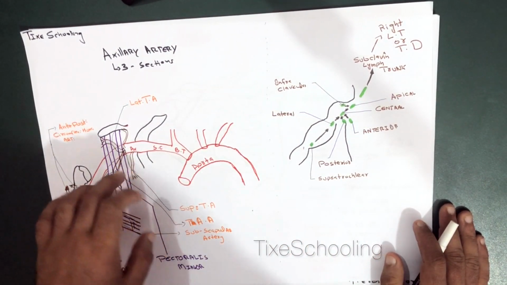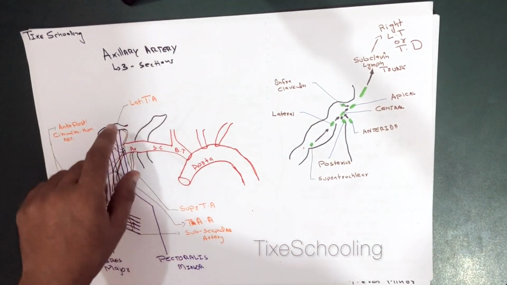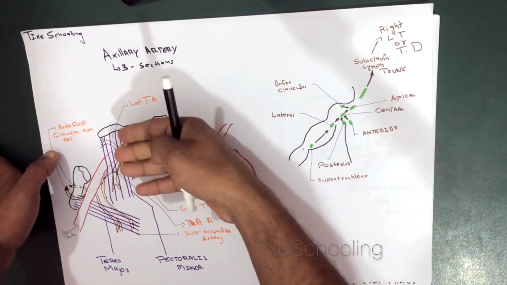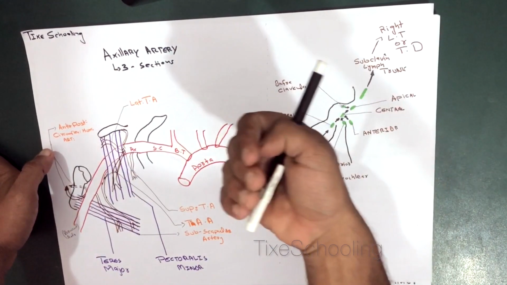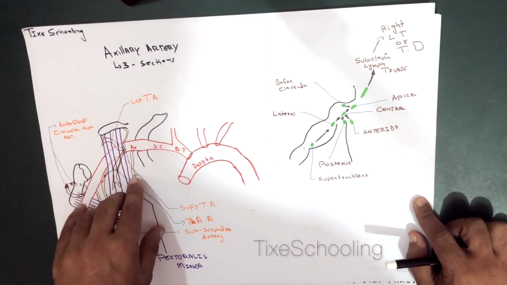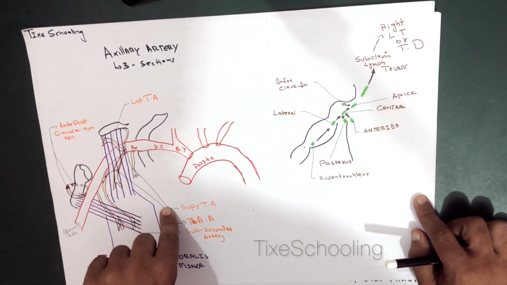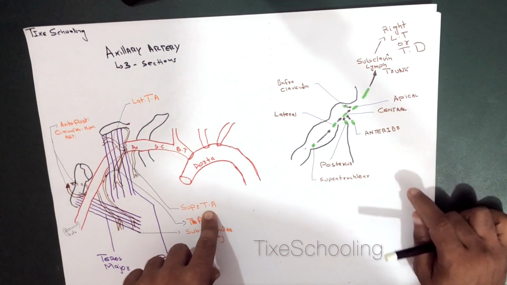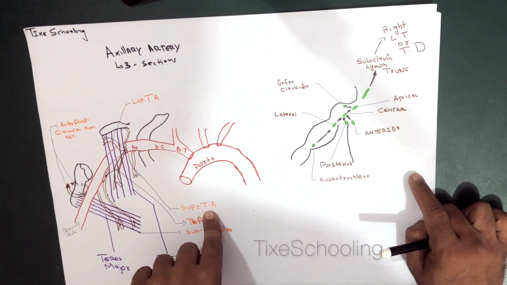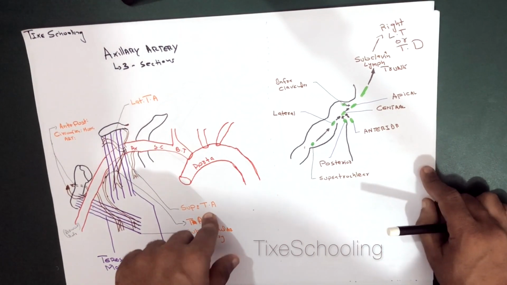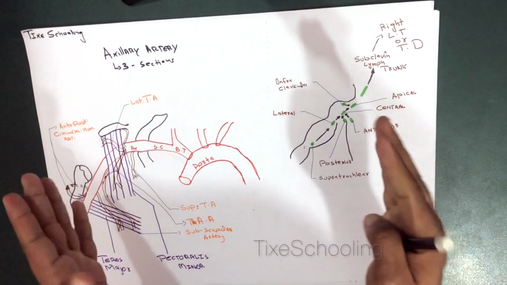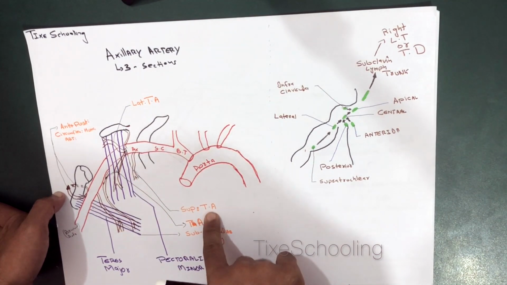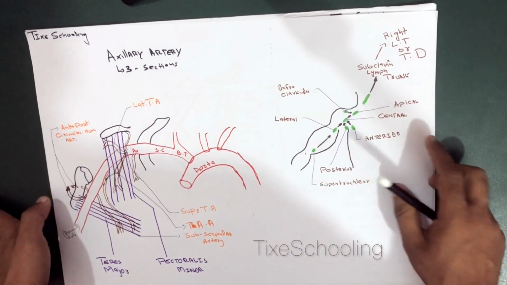Now, as we talk about this one, let me name those branches. From the first branch, or you can say before the branches of the axillary artery arising before the pectoralis minor, there's one branch, and we call this branch the superior thoracic artery, which actually supplies the first and second intercostal spaces.